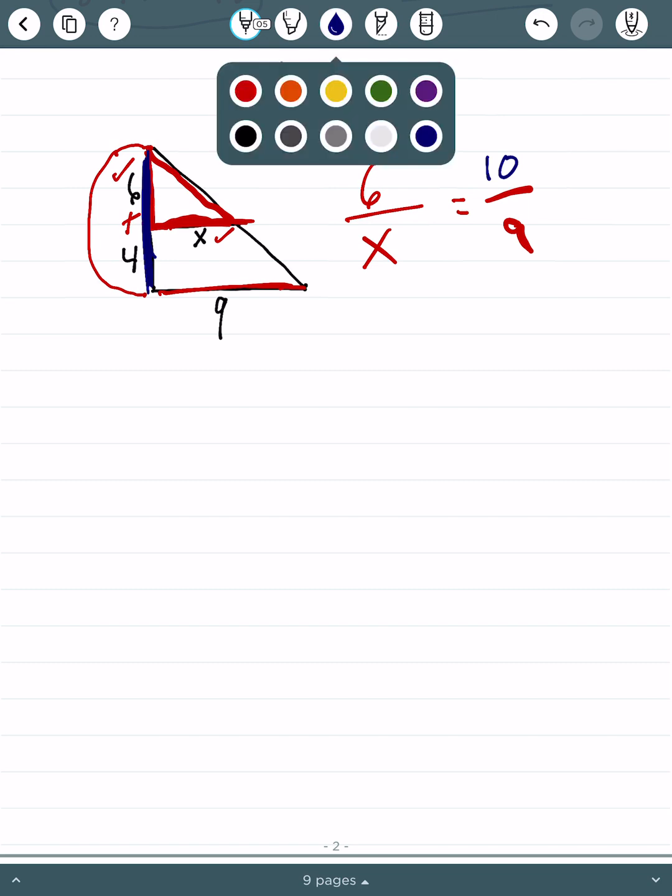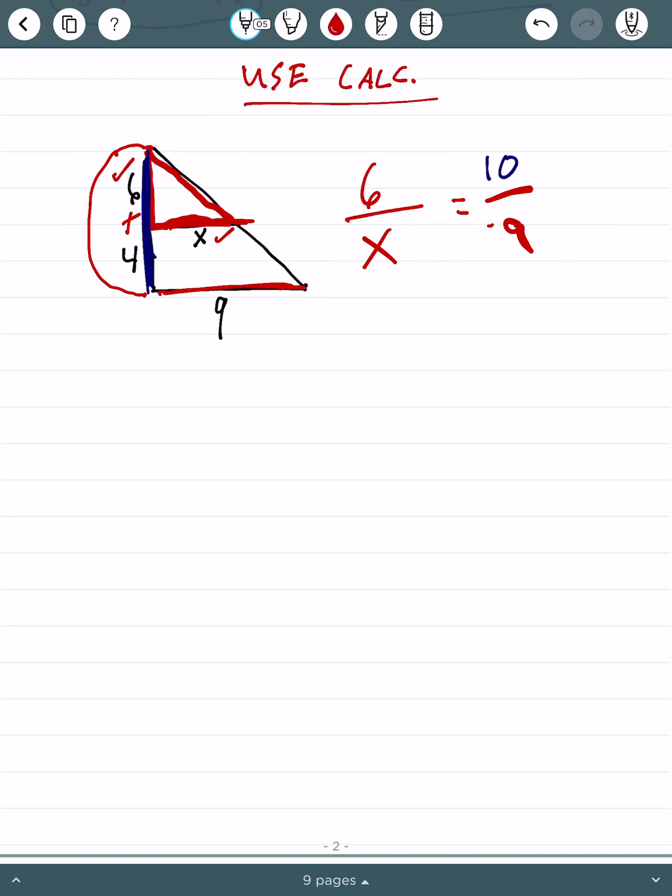Notice that the 6 and the 10 are across from each other. Now, all you have to do is cross multiply and divide. 9 times 6 is 54. That means this side needs to equal 54.